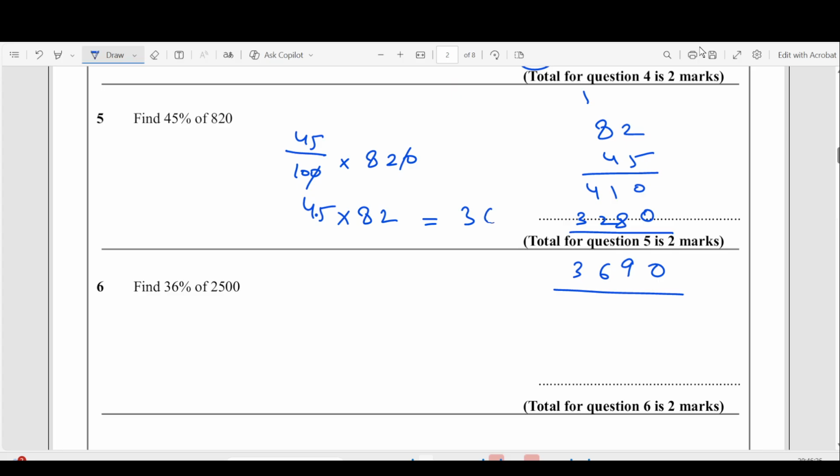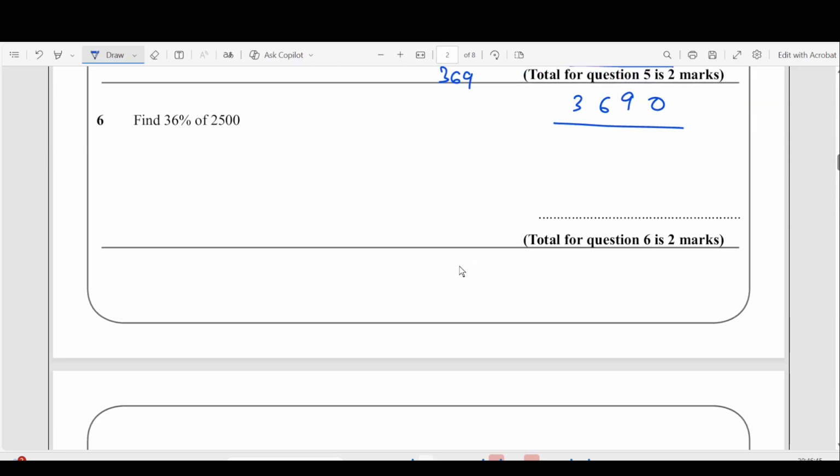3,690. And where would you put the decimal? We have one decimal place, so after one digit you put the decimal. So your answer is 369, right? There is no unit, so we can just keep it 369. Let's try number 6.